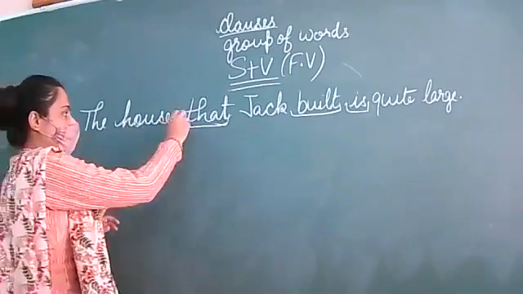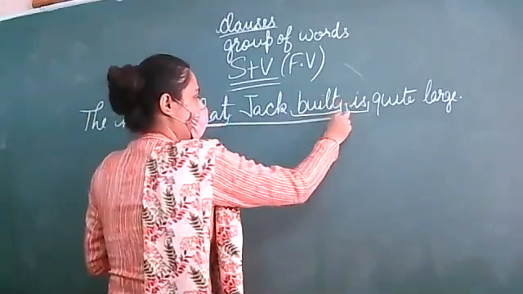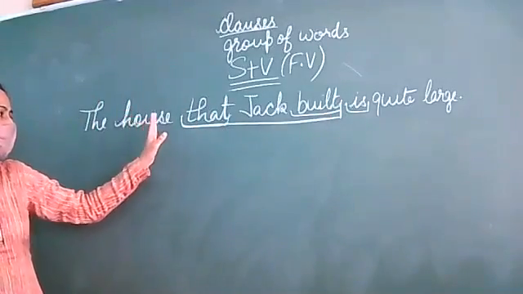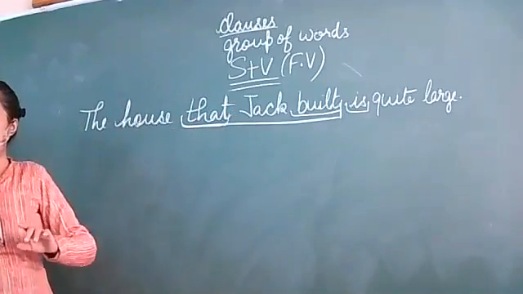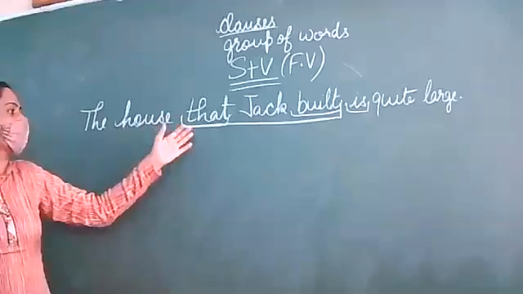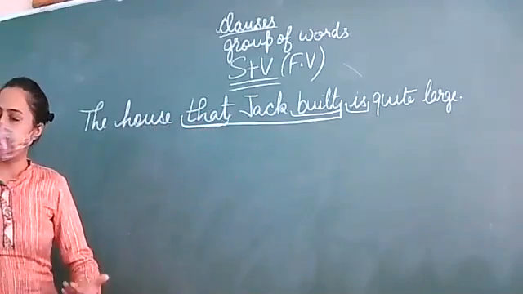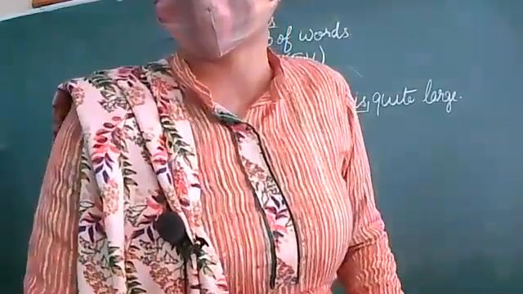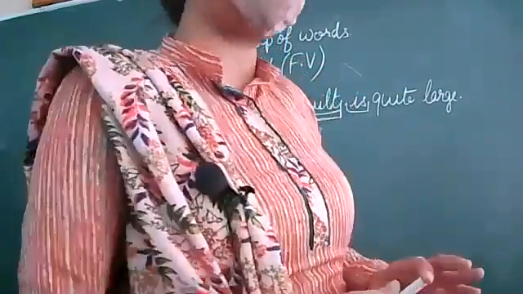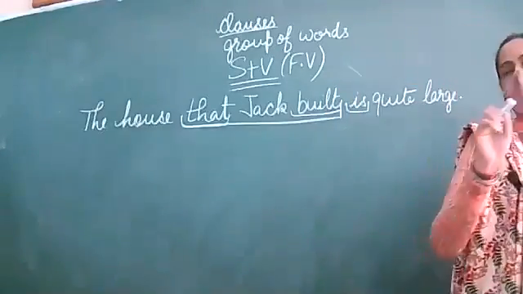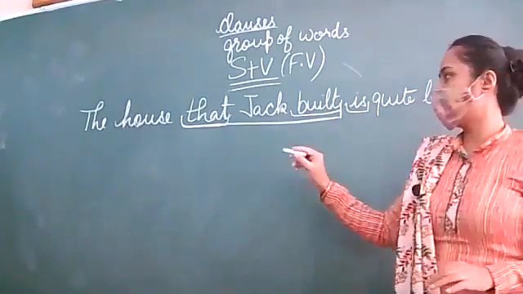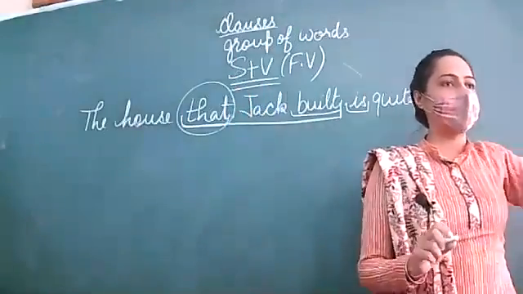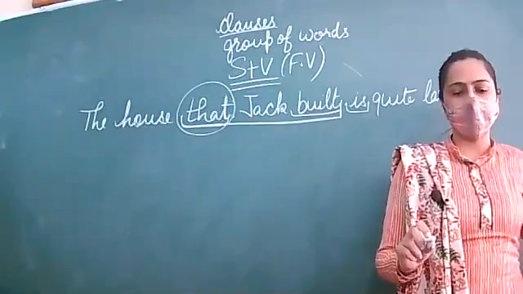Now you have to include one verb. Only one verb. So, that Jack built. We have included one verb. One part is covered. The house is quite large. This is main clause. That Jack built, subordinate clause. Is it okay? Means whenever the question comes, identify the subordinate and main clause. To identify the subordinate clause, try to find the conjunction. If you are able to find the conjunction, then verb. Got it? I'll write one more.